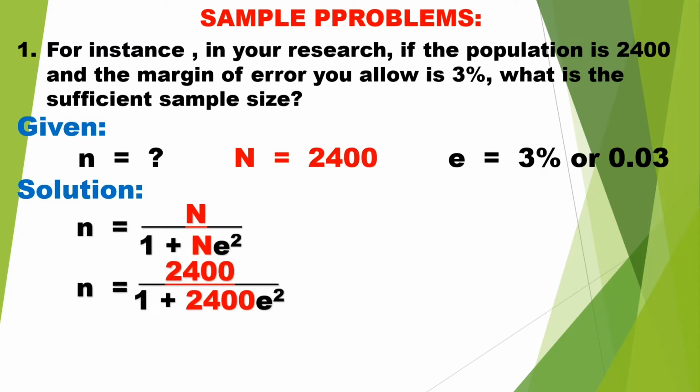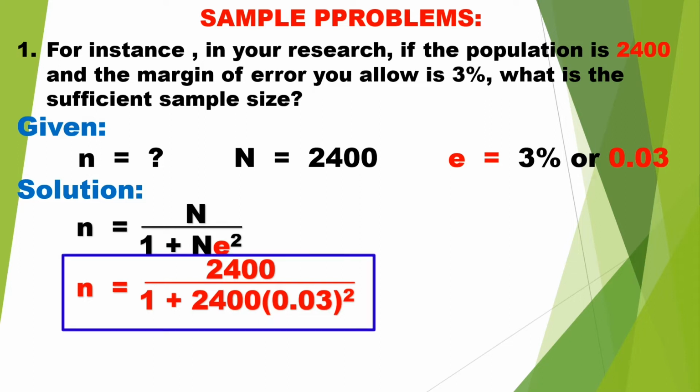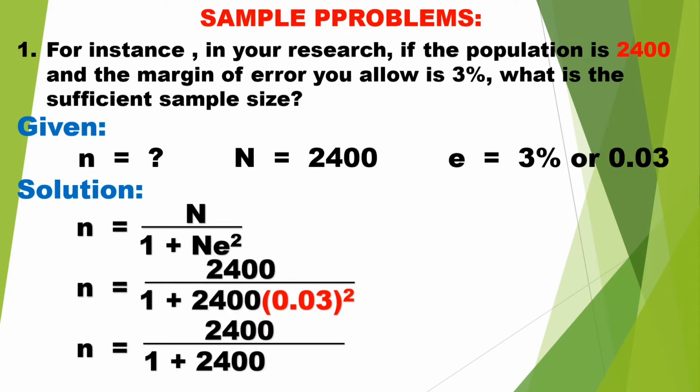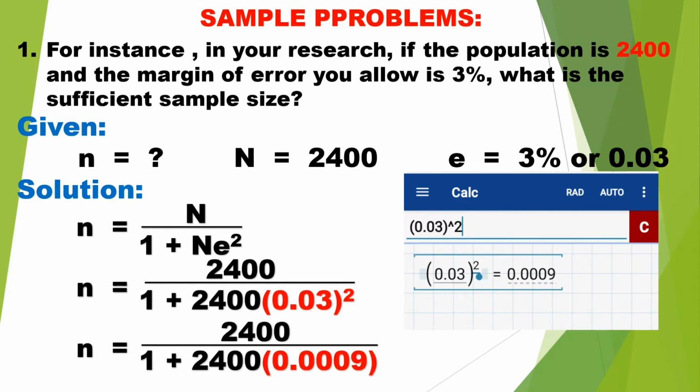Substitute the value of uppercase N, which is 2,400, to both the numerator and denominator of the formula. Substitute also 0.03 to the lowercase e in the formula. After substitution, the general equation to solve for the sample size is lowercase n equals 2,400 over 1 plus 2,400 times the quantity 0.03 squared. Simplify first the exponent, so we have 0.03 squared equals 0.0009.